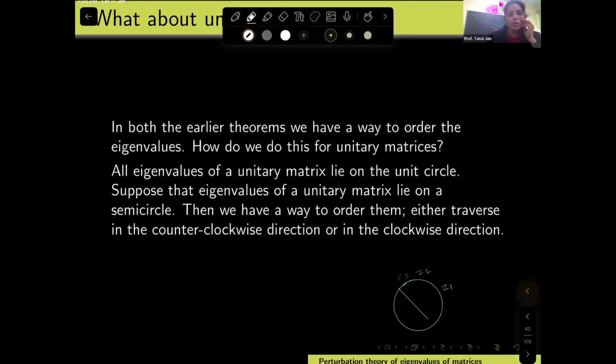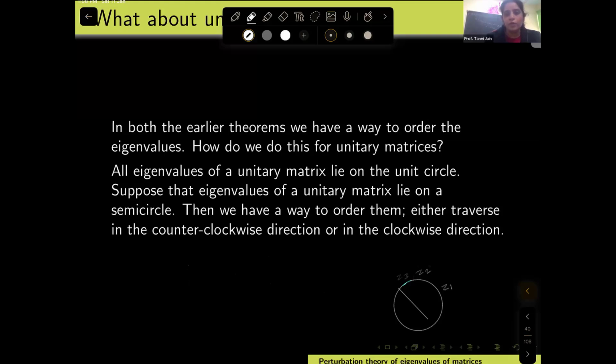For Hermitian and skew-Hermitian matrices, I have a way to order the eigenvalues. But what about unitary? Now here I take a special case. One thing I'm stuck on is that if I have a way to order, maybe I can have the Weyl type inequality. So now I'm looking for ways to order the eigenvalues.